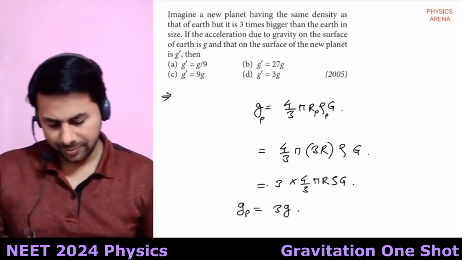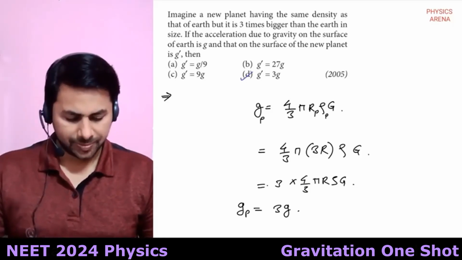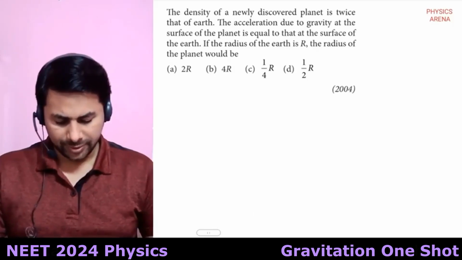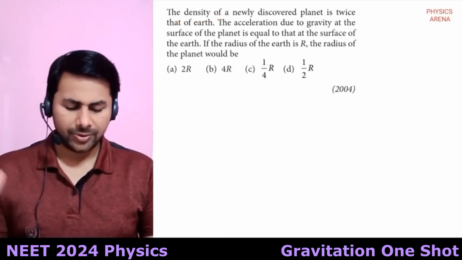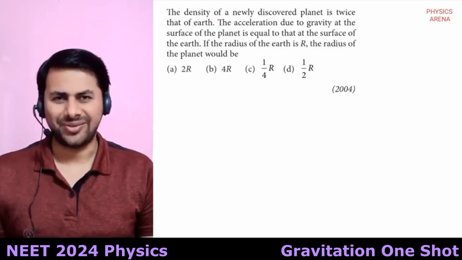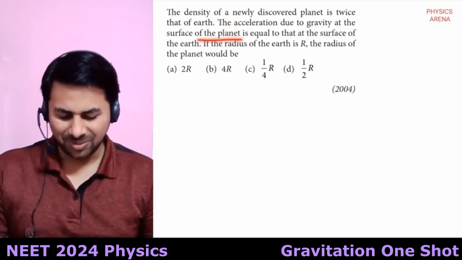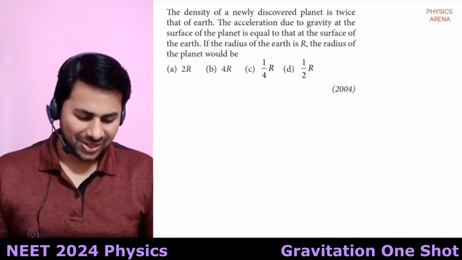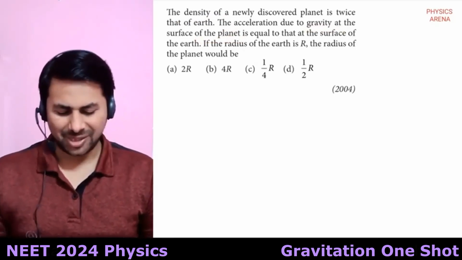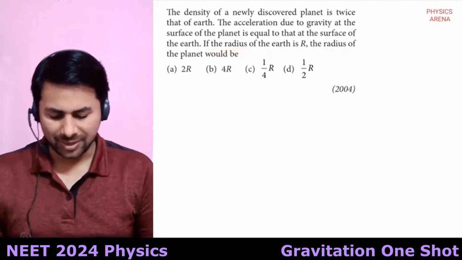This is a simple question. Okay, option D. Next one, the density of a newly discovered planet is twice that of Earth. The acceleration due to gravity at the surface of planet is equal to that at the surface of Earth. If the radius of Earth is r, the radius of planet would be.